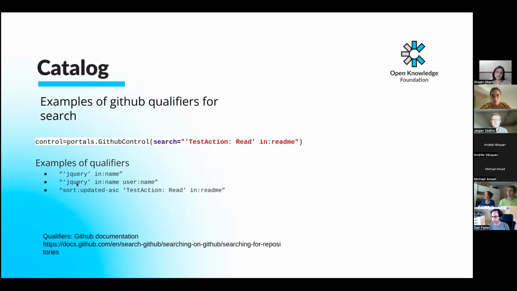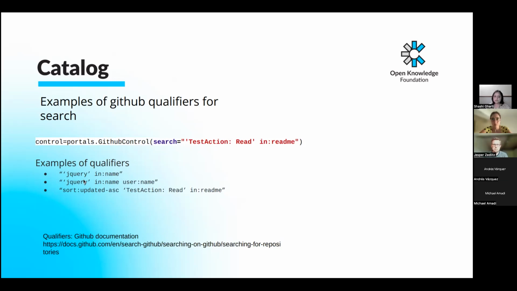And here are different examples of the qualifiers that GitHub API supports. There are more, but I'm just sharing some of them. For example, if you want to read only those repositories which have jQuery in the name of the repos, then we can just pass jQuery in name.